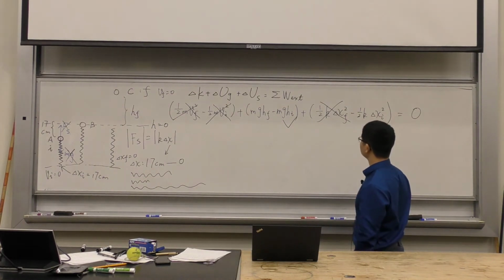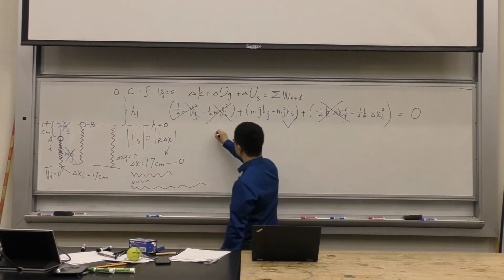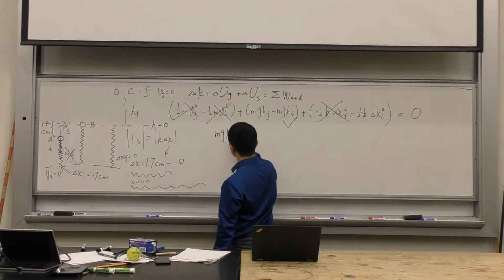So how many terms are you left with in this equation? You only have 3. We started with 6. We only have 3, right? And what do I want to find? I'm trying to find the final height.